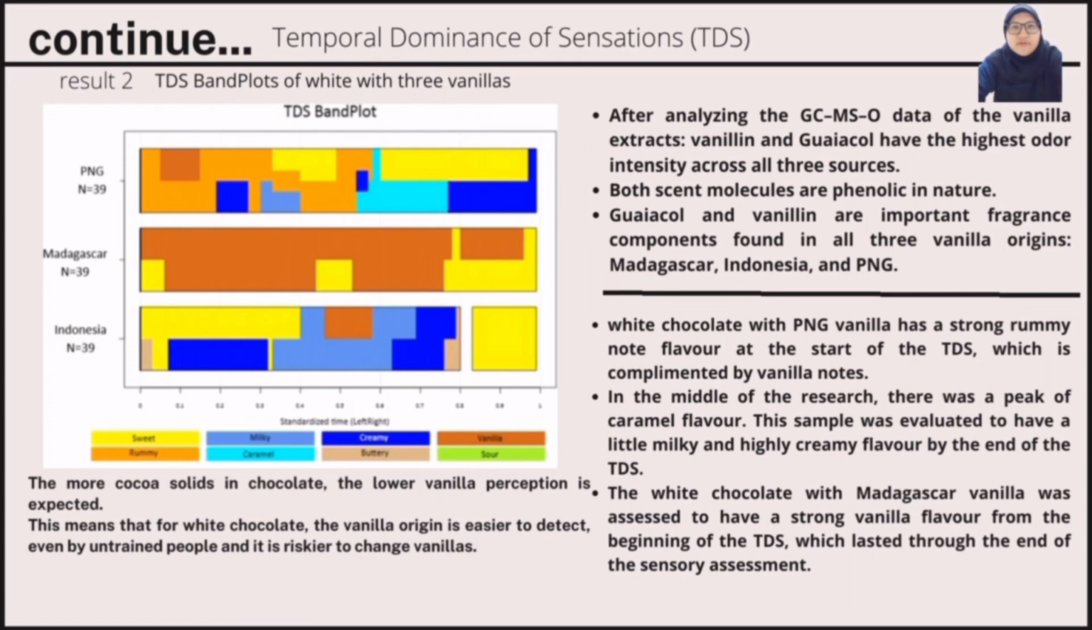From the result, white chocolate with PNG vanilla has a very strong rummy note flavor at the beginning of the TDS, accompanied by vanilla notes. A peak of caramel flavor was noted in the middle of the study. By the end of the TDS, this sample was perceived to have a slightly milky and strongly creamy flavor. At the beginning of the TDS, the white chocolate with Madagascar vanilla was perceived to have a strong vanilla flavor, which continued till the end of the sensory study.